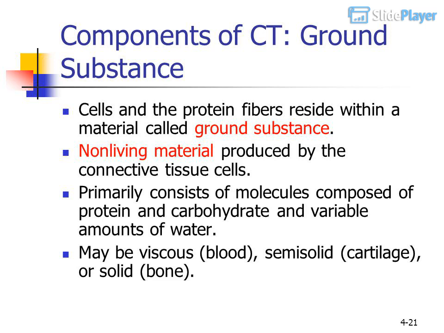Components of CT: ground substance. Cells and the protein fibers reside within a material called ground substance. Non-living material produced by the connective tissue cells. Primarily consists of molecules composed of protein and carbohydrate and variable amounts of water. May be viscous, blood, semi-solid, cartilage, or solid, bone.